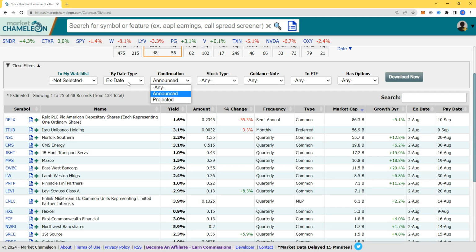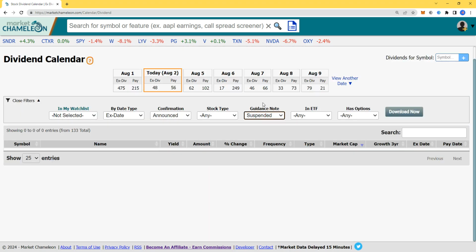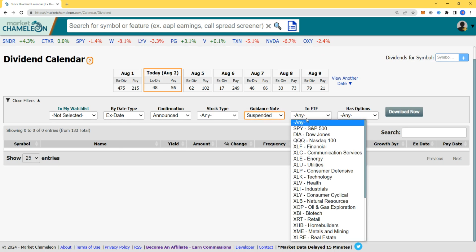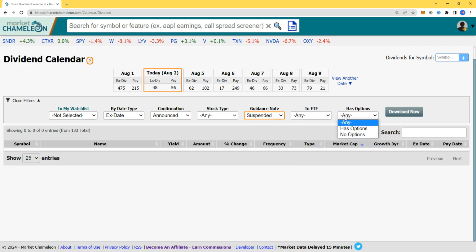You can filter by announced, projected, ex-dividend date, pay date, stock type, guidance, notice, increase, decrease, suspended, etc. We should check actually Intel, if it's probably here, or it will update tomorrow or something like that, because they suspended their dividend. But this is just an FYI. If it's in an ETF and it has options. So this is the basic. This is the free version. You don't need to pay. This is just the basic screener.